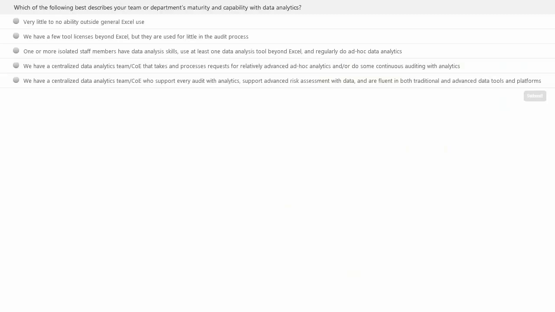Yes, this is the first poll question that we'll have today, and while we give Dan a little bit of a break, we'll go ahead and allow you to answer it. It should pop up in the middle of your screen. This particular polling question asks, which of the following best describes your team or department's maturity and capability with data analytics? This is a good chance to benchmark yourself against the attendees today.